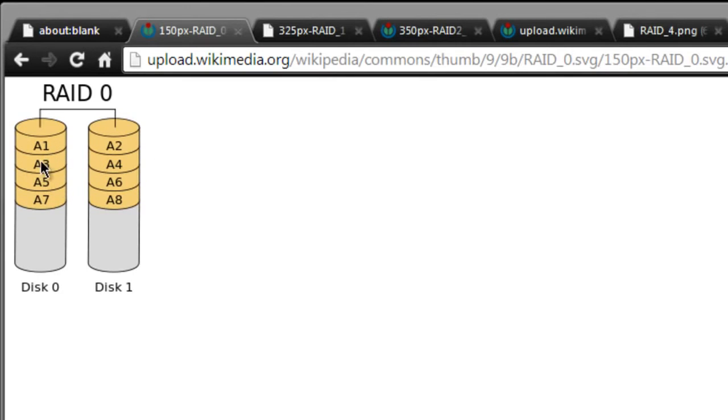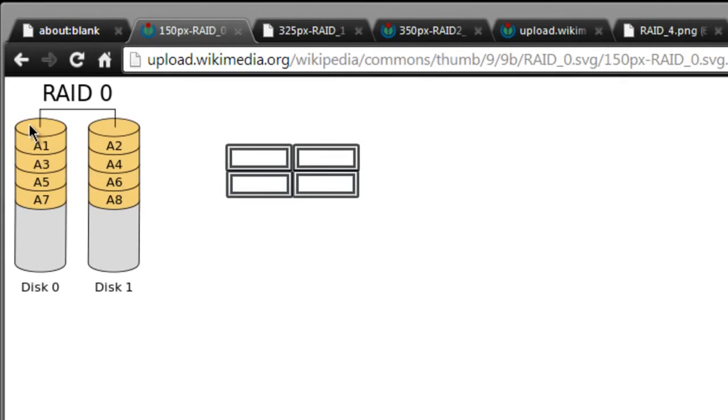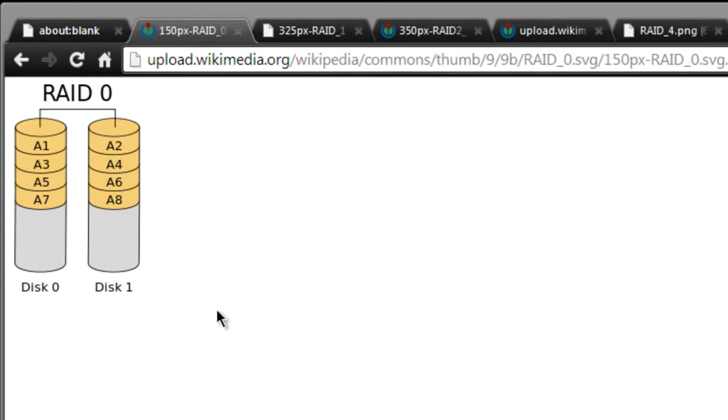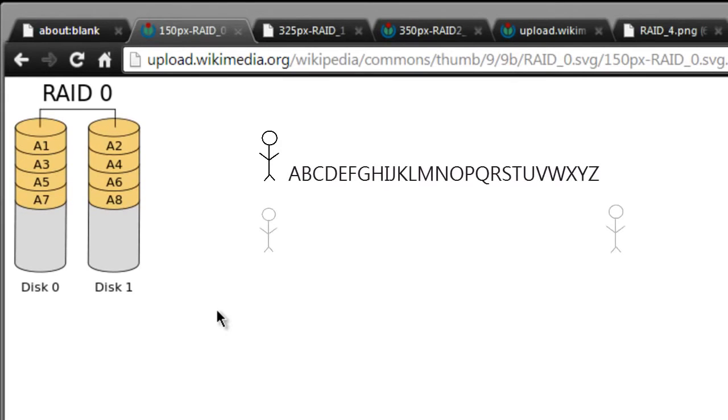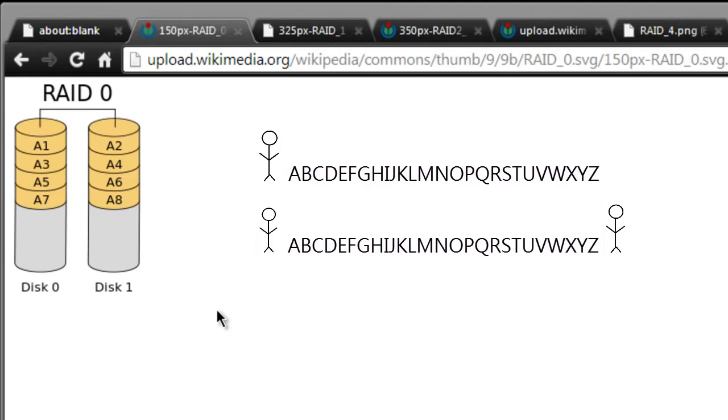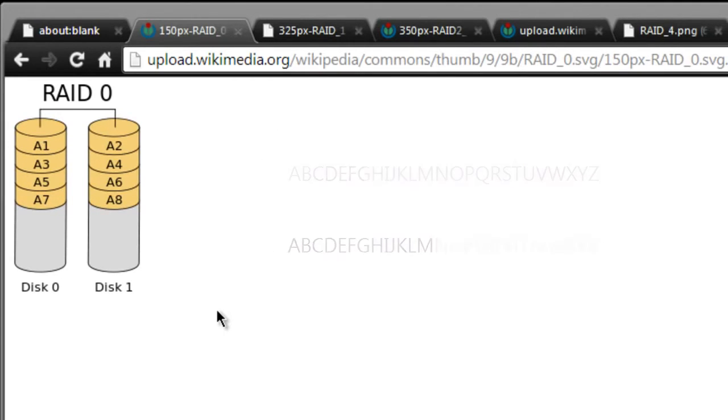Now, A1, A2, A3, A4, A5, A6. Imagine that's a table in Excel or something like that. It's spread across these disks. Why is that done like that? Well, if I were to ask a person to write down A to Z on a piece of paper, it's going to take them some time. If I then ask two people to write A to Z, but one of them writes A to M, and the other writes M to Z, then that's going to take a lot less time than it is for one person to write A to Z. And that's the advantage of having two drives.